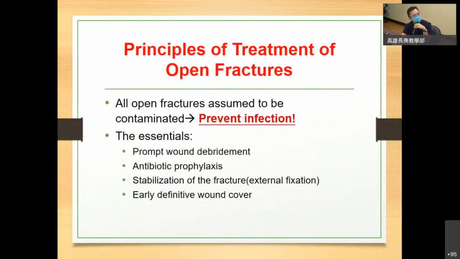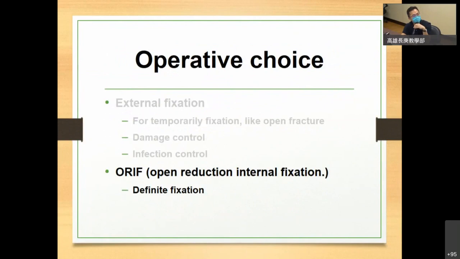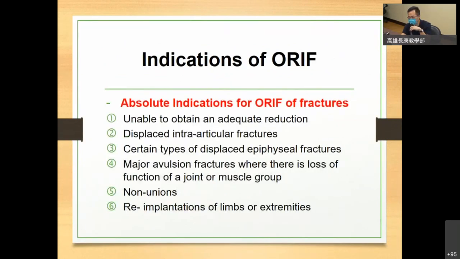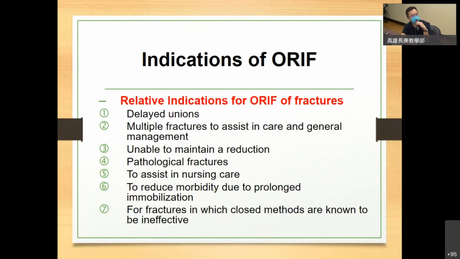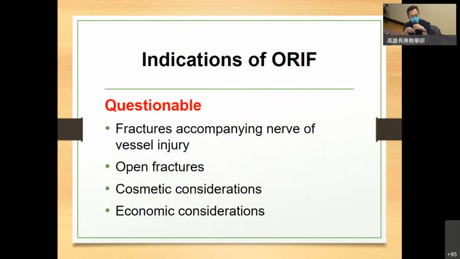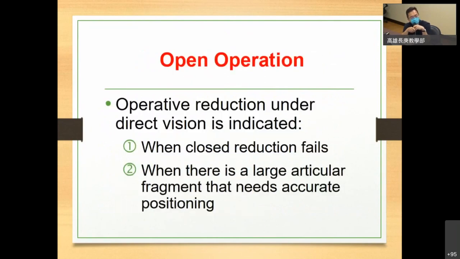So the next and final part is the choice of open fixation. The indications for ORIF include absolute indications and relative indications for a fracture. We should know that in some situations we cannot use open reduction and internal fixation, like an open fracture with a risk of infection. Also, operative reduction is indicated only when closed reduction fails.